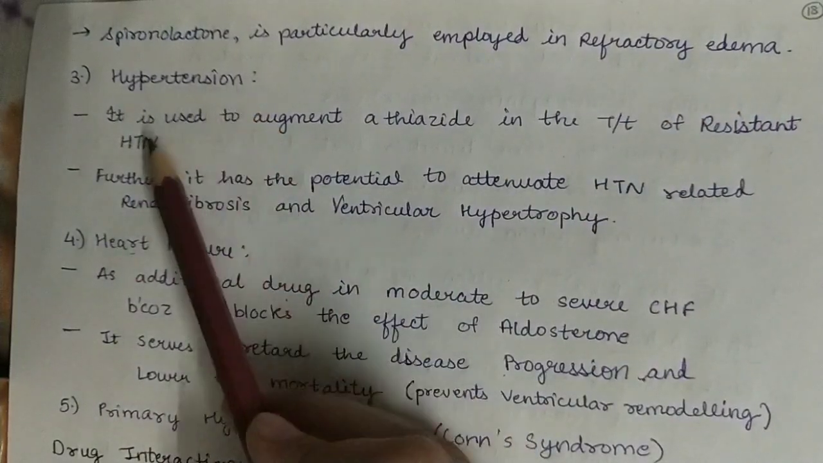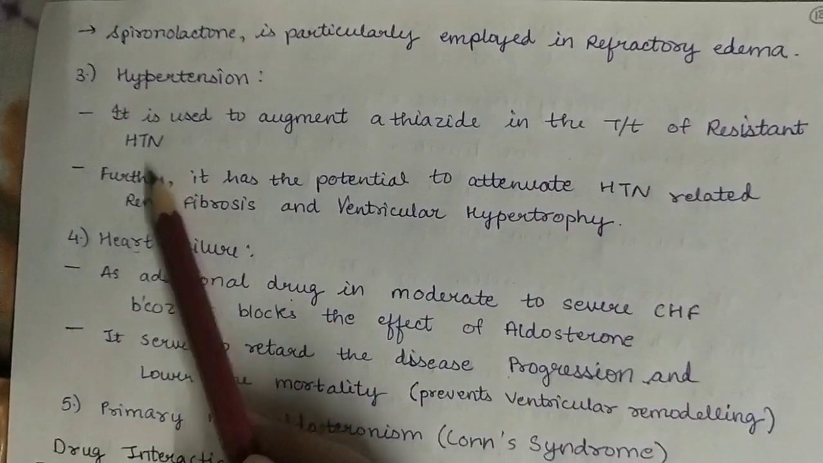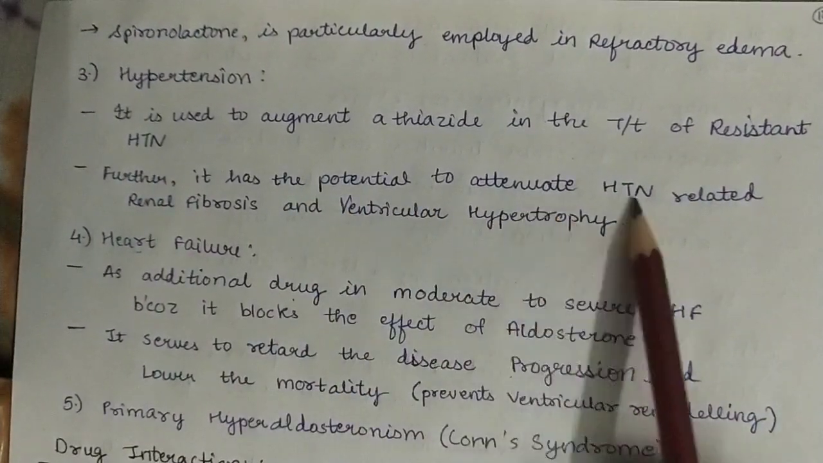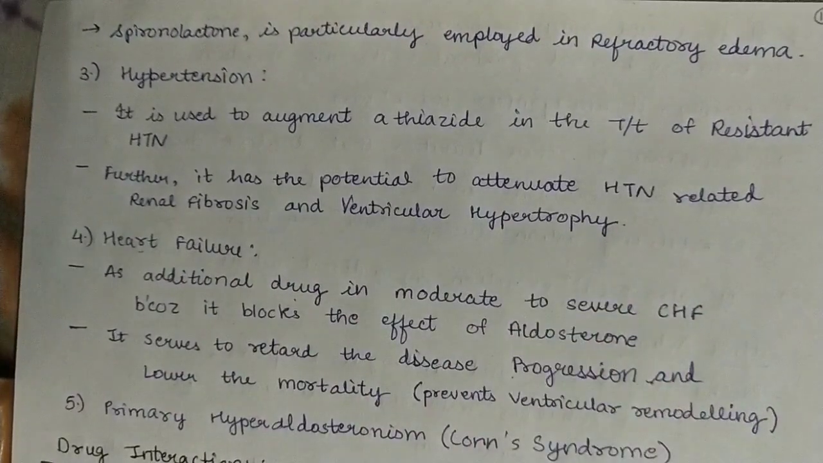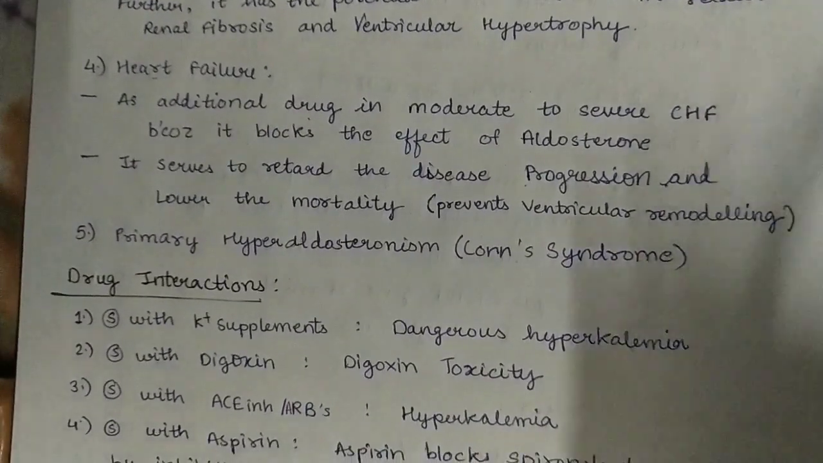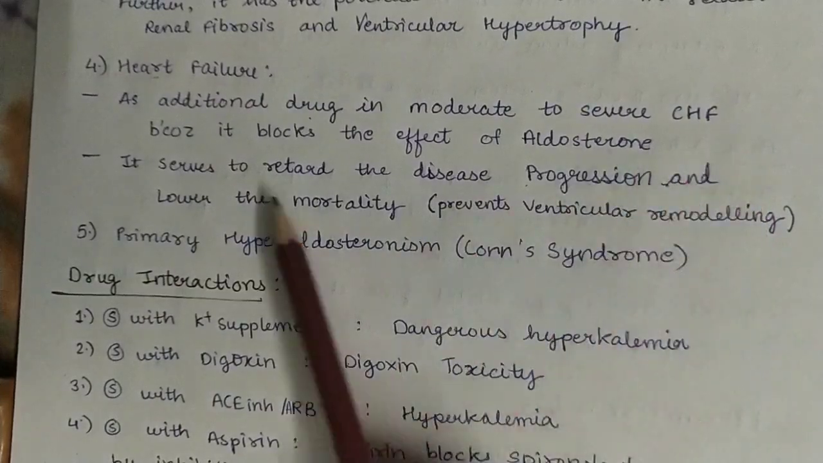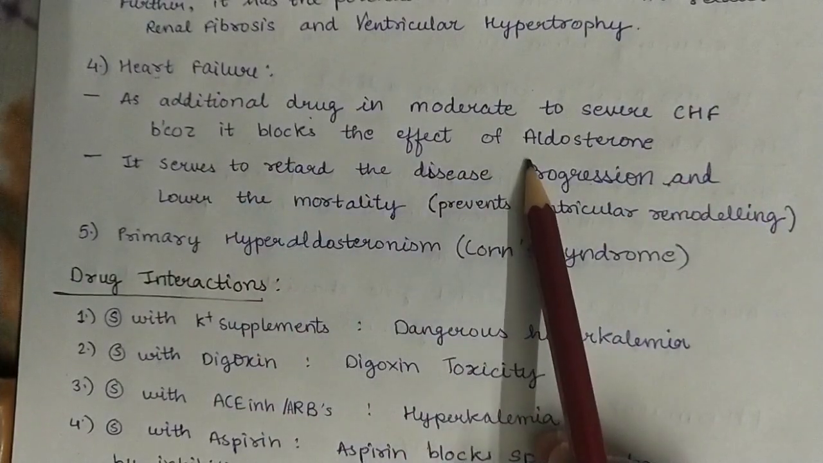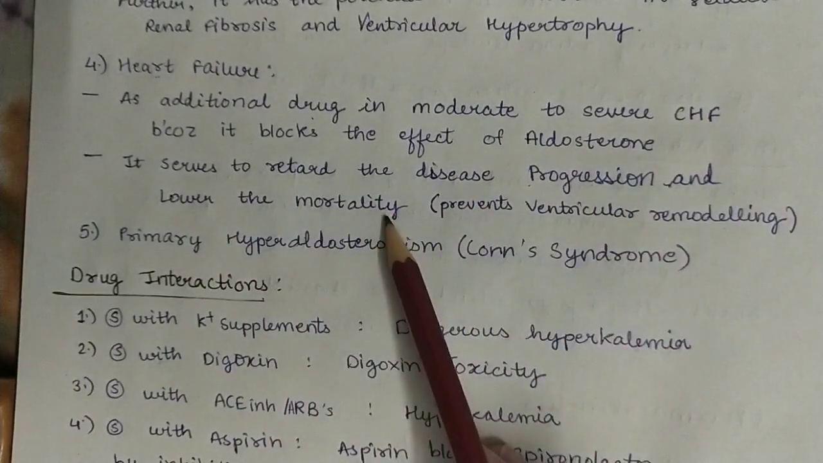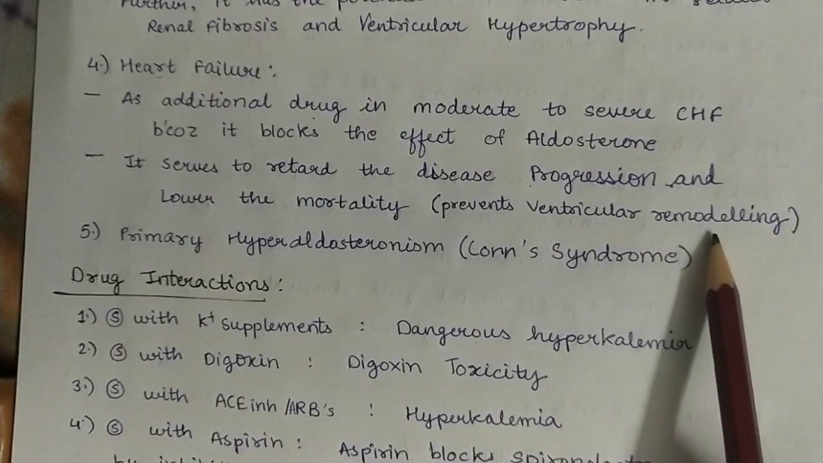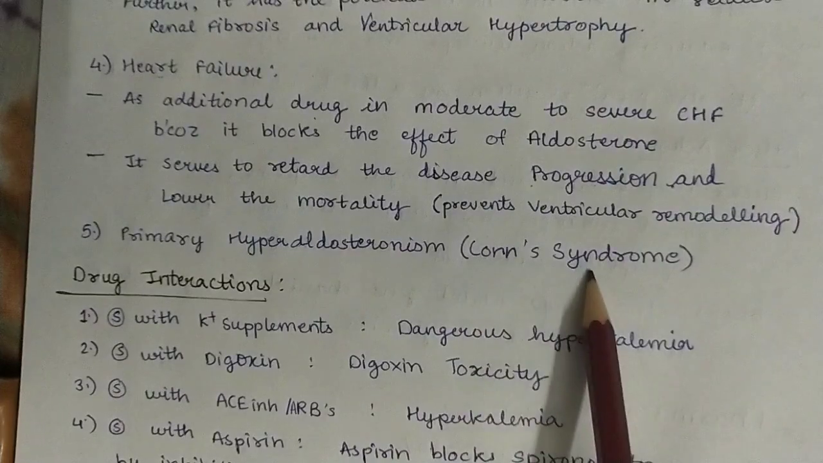Third, hypertension. It is used to augment a thiazide in the treatment of resistant hypertension. Further, it has the potential to attenuate hypertension-related renal fibrosis and ventricular hypertrophy. Fourth, heart failure. As an additional drug in moderate to severe CHF, that is chronic heart failure, because it blocks the effect of aldosterone. It serves to retard the disease progression, lowers the mortality and also prevents ventricular remodeling. Fifth, primary hyperaldosteronism, that is Conn syndrome.